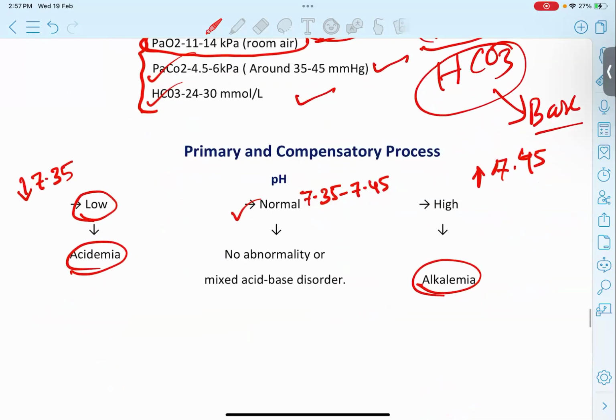Now if the pH is below 7.35, that means the person has acidosis. Acidosis can be of two types: it can be respiratory acidosis, or it can be metabolic acidosis.